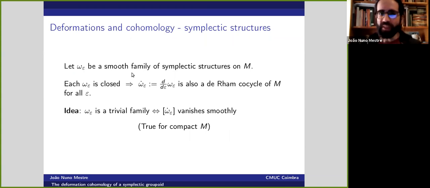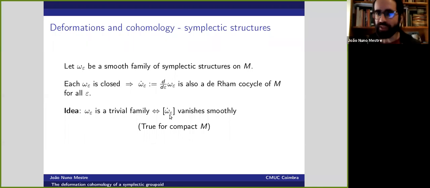Well, if we have a smooth family of symplectic structures on a manifold M, since they are all symplectic, each of the structures is a closed form, which means that if we take the tangent vector to this curve of forms, it will again represent a de Rham class. So we have a de Rham class associated to this family when we take the tangent vector at epsilon equals 0. And the idea would be that if this family is actually a trivial family, if it can be taken by diffeomorphisms to just a constant family, then the deformation cohomology class should vanish smoothly for all epsilon.